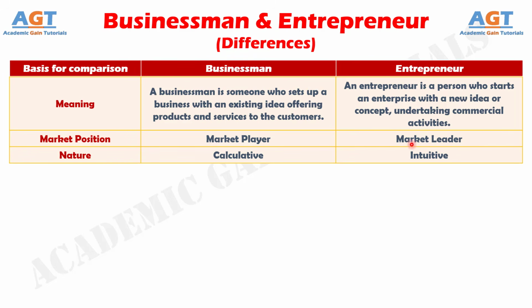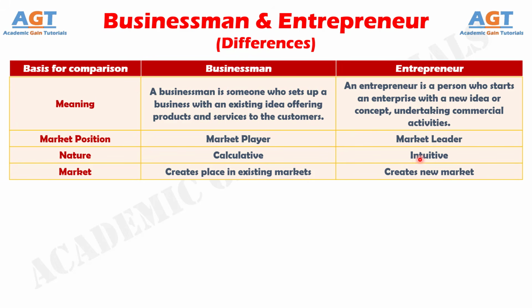Number 3. The nature of a businessman is calculative, but an entrepreneur is intuitive. Number 4. A businessman makes his place in the market with his efforts and dedication, whereas an entrepreneur creates the market for his own business.